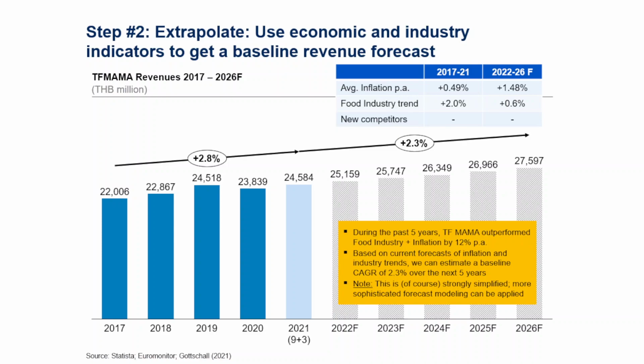So basically the idea here is, if we don't do anything, if we don't change anything, if we don't react, just based on the inflation that we can pass on to the consumers, and the overall food industry trend, we should see a growth rate in revenues of about 2.3%. That is what I have modeled out here. Again, this is strongly simplified. There are much more sophisticated forecast modeling approaches that can be applied. But for our purpose here, this is enough.